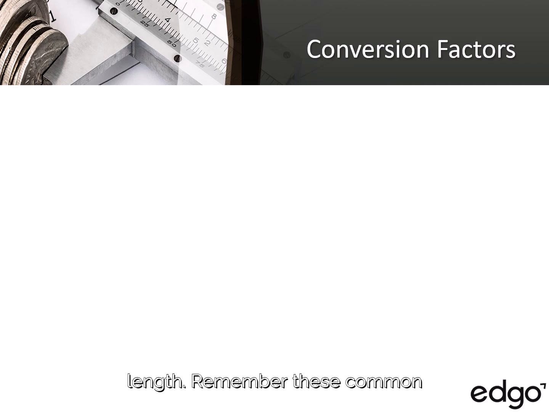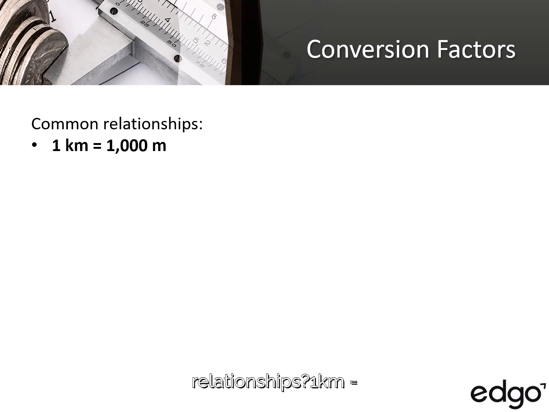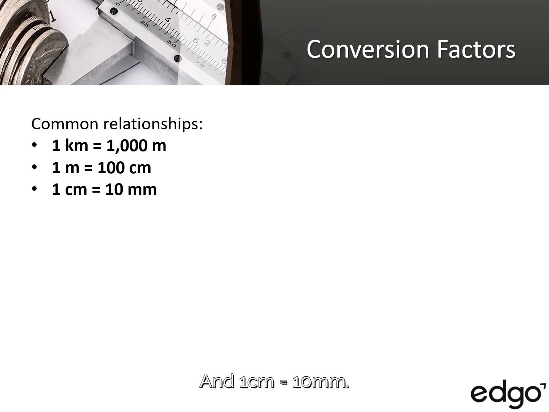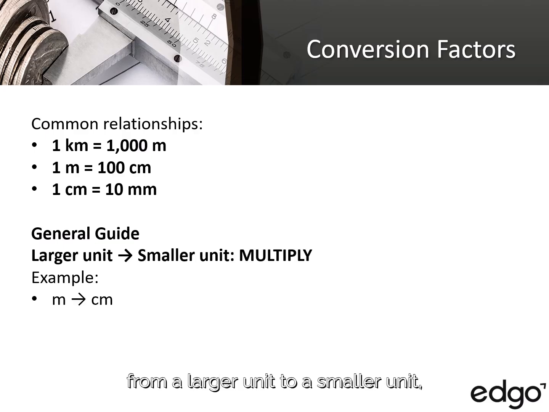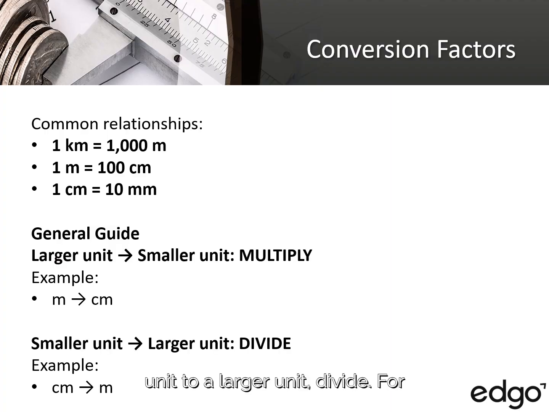Let's begin with length. Remember these common relationships. 1 kilometer equals 1,000 meters. 1 meter equals 100 centimeters. And 1 centimeter equals 10 millimeters. Here's a simple guide. When converting from a larger unit to a smaller unit, multiply. When converting from a smaller unit to a larger unit, divide. For example, meters to centimeters means going from a larger unit to a smaller unit, so we multiply. Centimeters to meters means going from a smaller unit to a larger unit, so we divide.